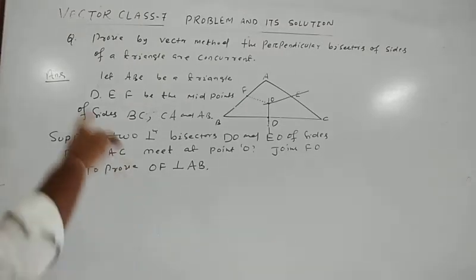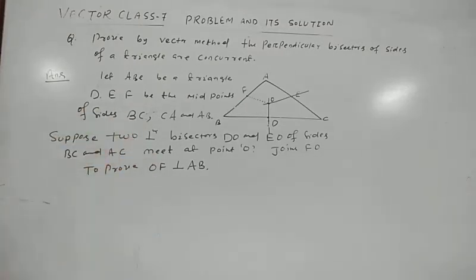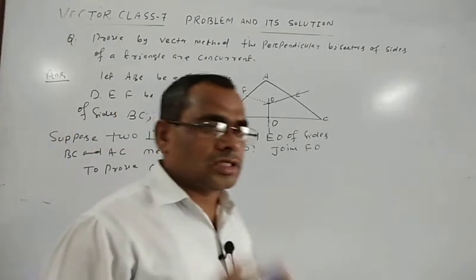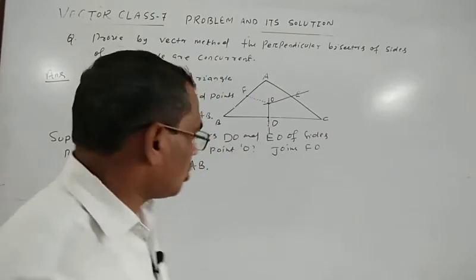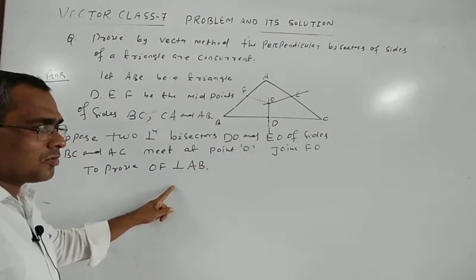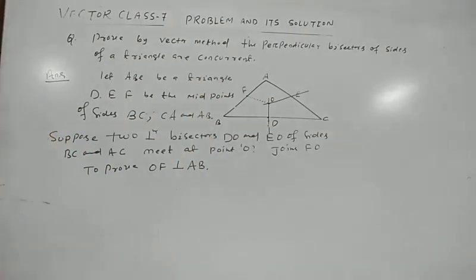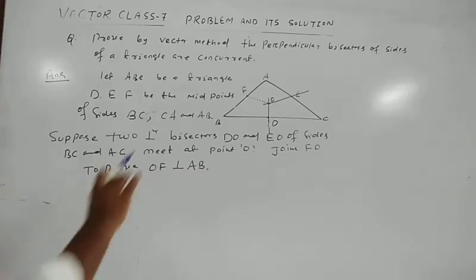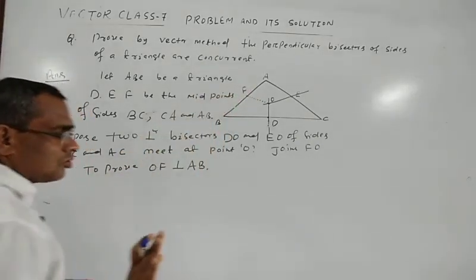So these all intersect at one point, which means we have to prove that OF is perpendicular to AB. OF perpendicular to AB means the dot product of these two vectors must be 0. That's why we prove that the OF vector dot the AB vector is equal to 0.